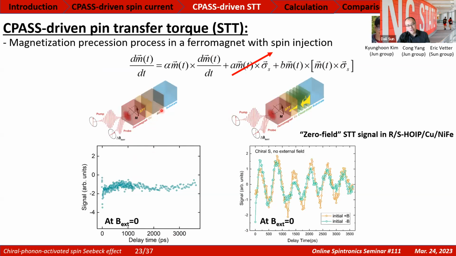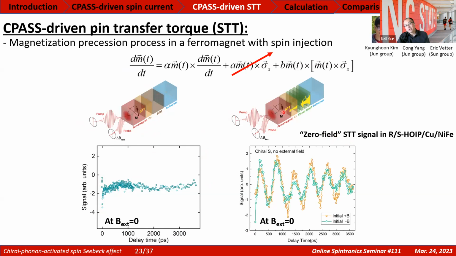So we first do our control experiment. We deposit copper directly on silicon dioxide, which has no chirality at all. We shoot a laser and generate ultrafast demagnetization. You see only a decay of the ferromagnet, and since the magnetic field is zero, there's no oscillation, right? There's no FMR mode, so it's just a decay and back to equilibrium. That's it. There's no STT component at all.